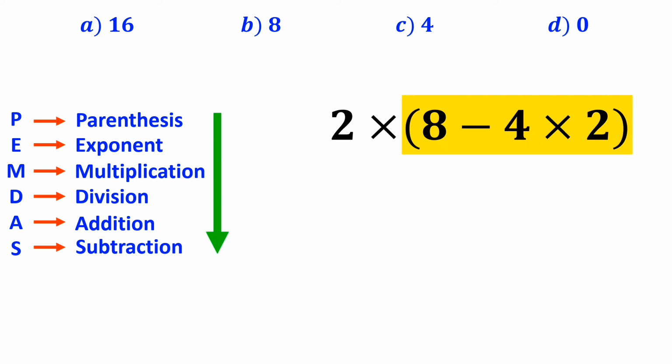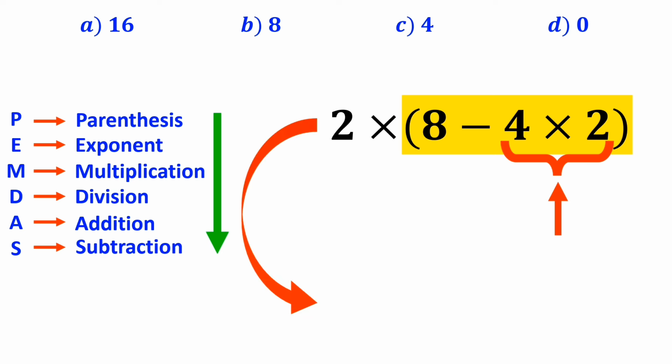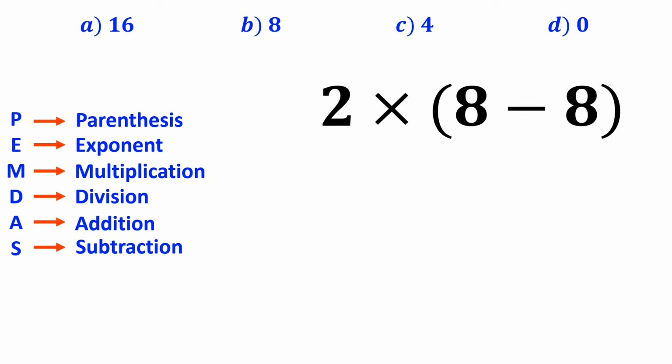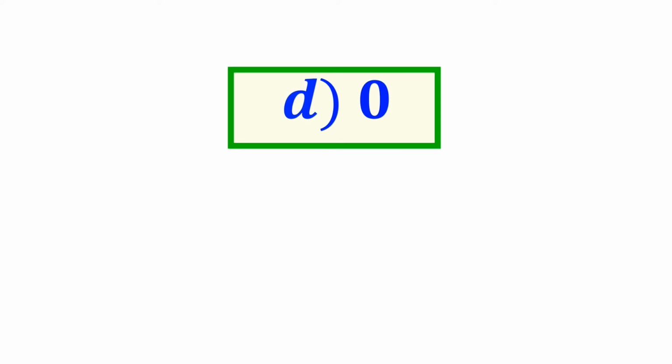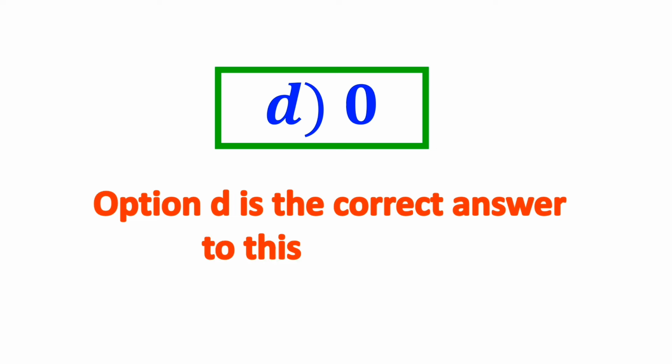So we start with the parentheses first. And since multiplication has priority over subtraction, first we multiply 4 by 2. So we can write this expression as 2 times open parenthesis 8 minus 8 close parenthesis. In the next step, we do 8 minus 8, which gives us 2 times 0. And finally, it equals 0. Therefore, option D is the correct answer to this question.